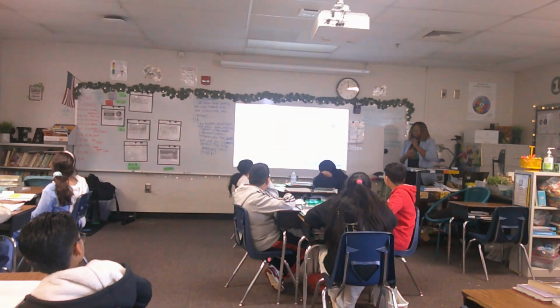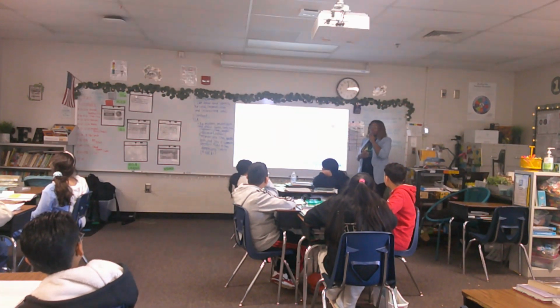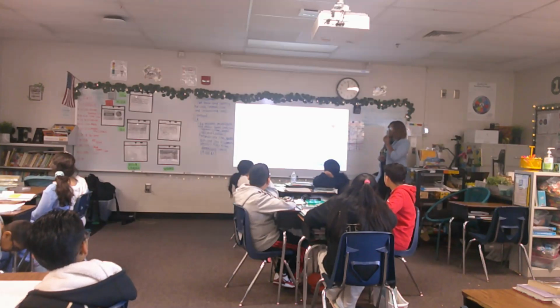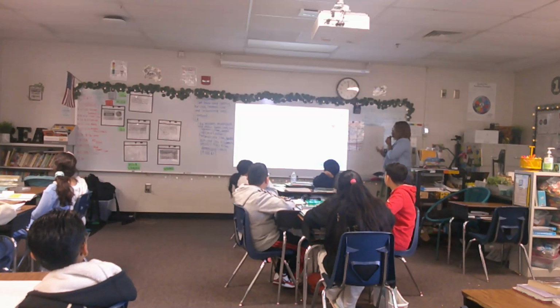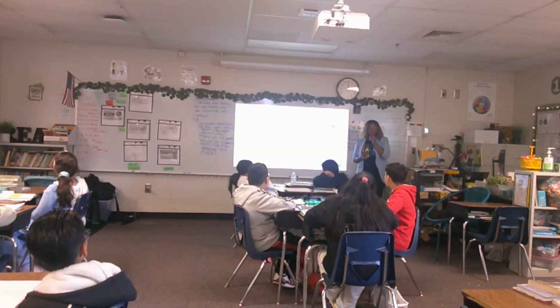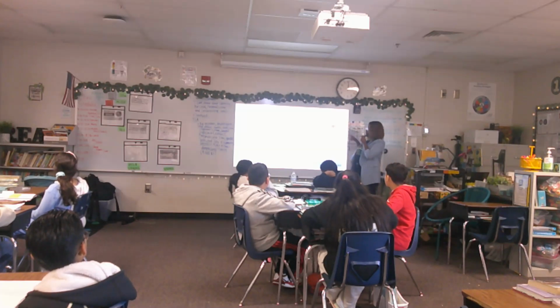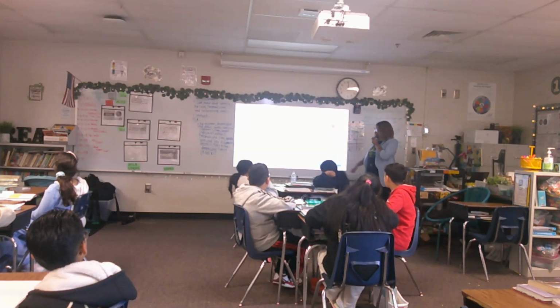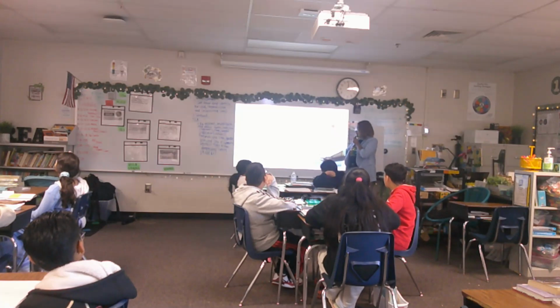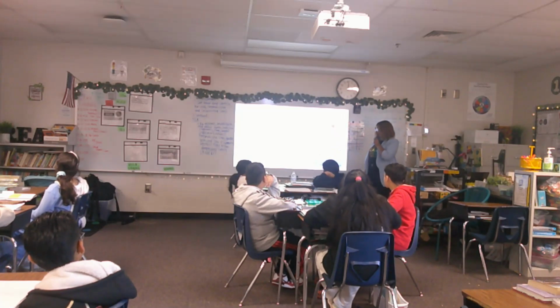So here is our activating strategy, okay? We're going to be doing a line hunt. But before we get started, I am going to go over a couple vocabulary words with you. Why? Well, because we already learned about point, line, and ray, and line segment. Today we're going to be talking about parallel lines, intersecting, and perpendicular lines, okay?